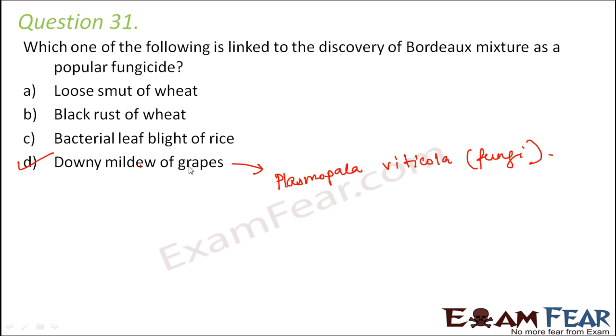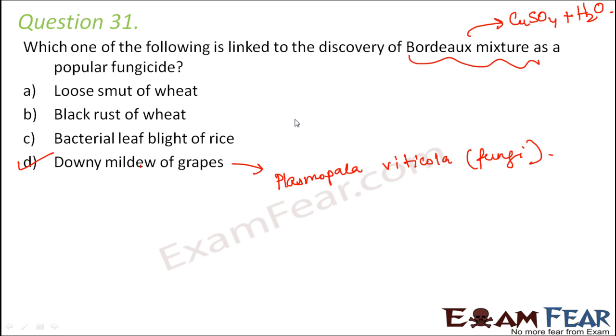And this disease occurred in the University of Bordeaux grapevine, and that is why the name was Bordeaux mixture. So what exactly is this Bordeaux mixture? Bordeaux mixture is actually copper sulfate plus H2O. So copper sulfate solution is called Bordeaux mixture. Since this disease was first attended in the University of Bordeaux grapevine, that is why it was named Bordeaux mixture. Okay, now this Bordeaux mixture basically treated this disease in the grapevine.